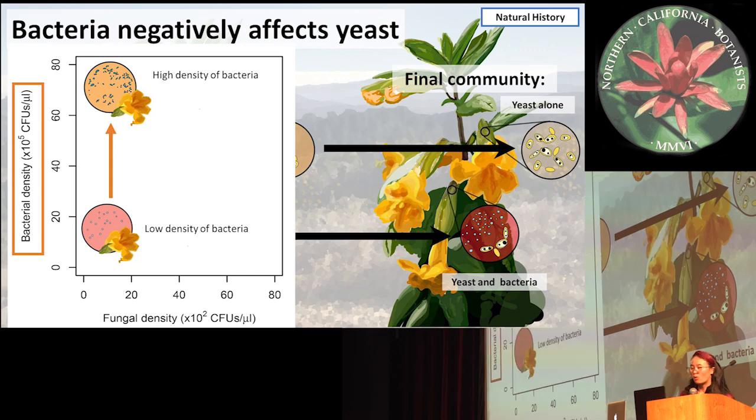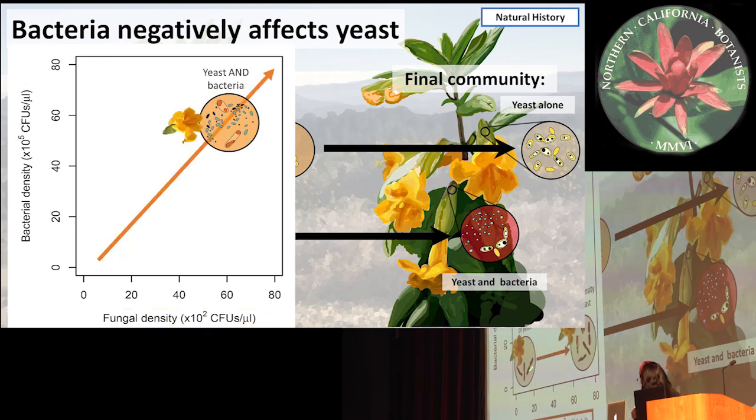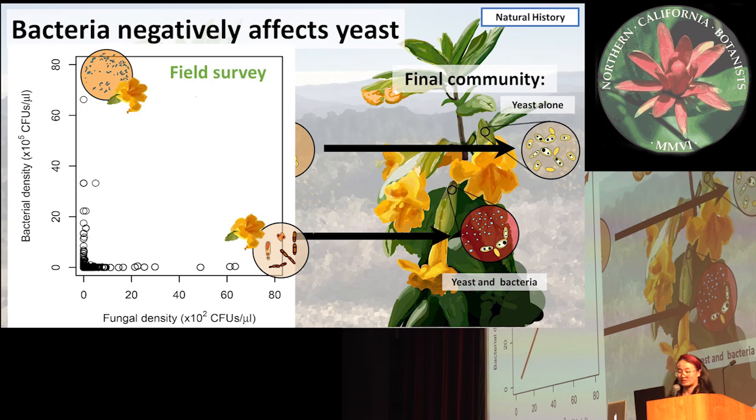So I'm going to orient you to some field data. I'm going to show you a plot where on the y-axis is bacterial density, and on the x-axis fungal density. Each point represents the microbial community of an individual plant. Points over here are low and high densities of bacteria. Points over here are low and high densities of yeast. And any points in the middle are flowers that have both yeast and bacteria.